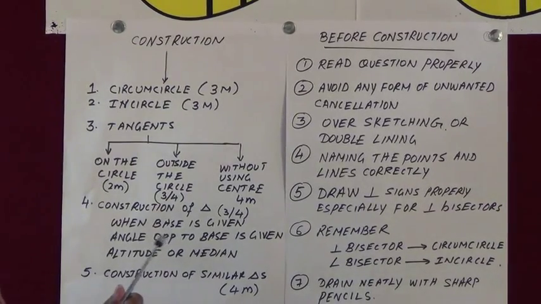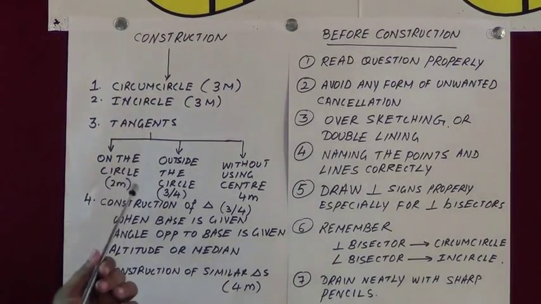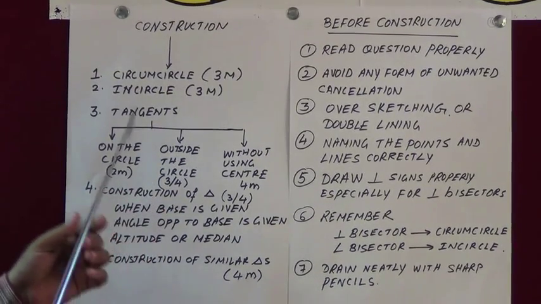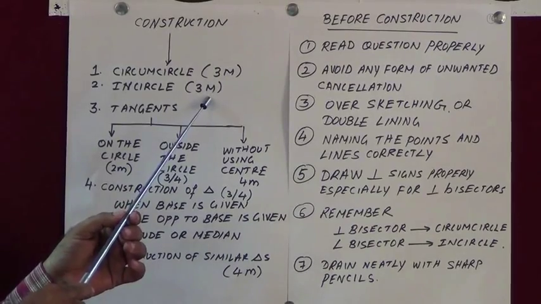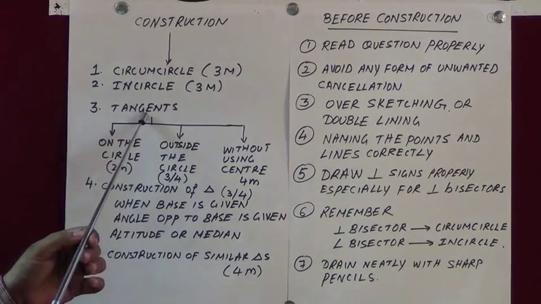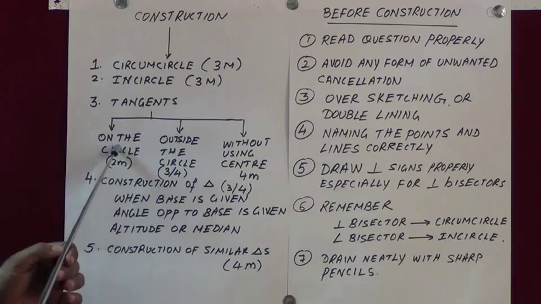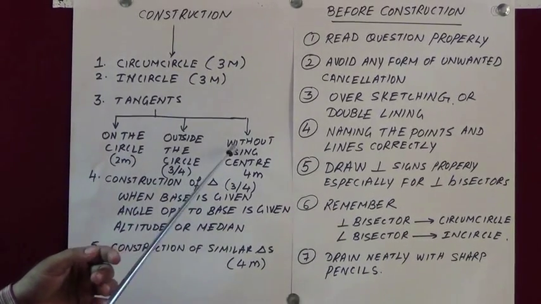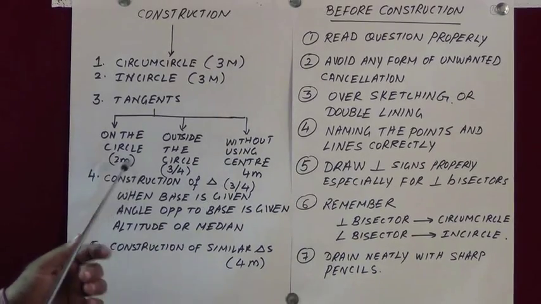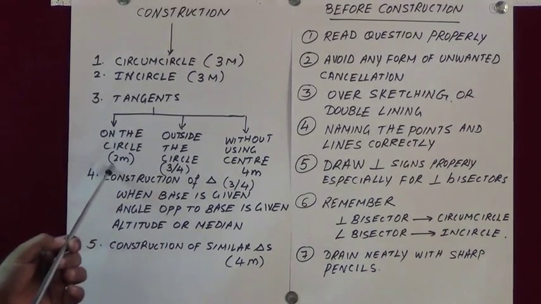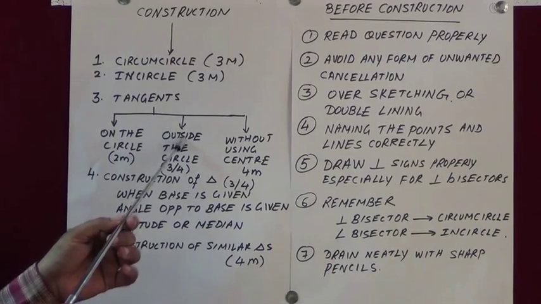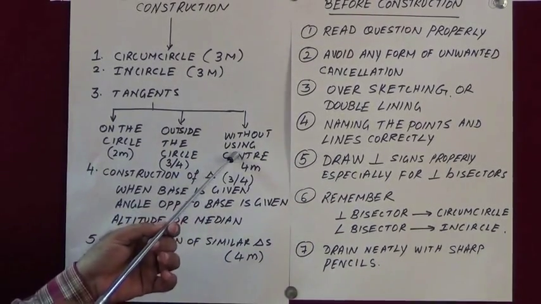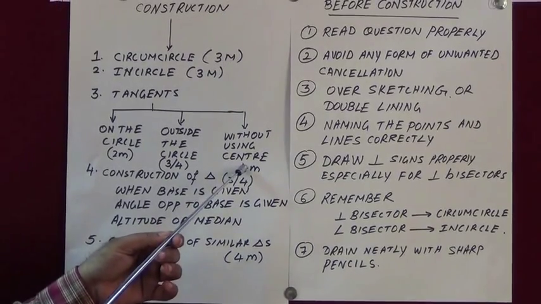So dear friends, through the video discussion we have studied construction of circumcircle for 3 marks, construction of incircle which again is of 3 marks, drawing of tangents on the circle when the point is on the circle, when the point is outside the circle, and drawing the tangent without using the center. I have written the marks here. For the first one, it's 2 marks type. When the point is outside the circle, it's 3 or 4 marks. When we have to draw the tangent without using the center, it's of 4 marks.